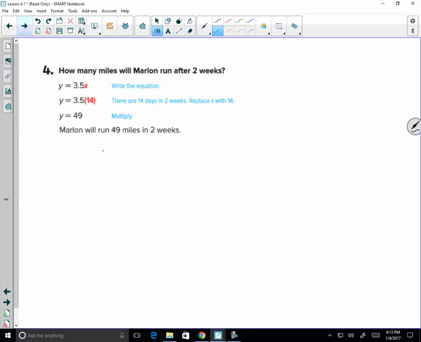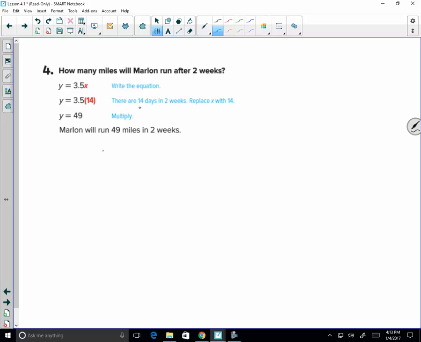All right, number 4, it says, how many miles will Marion run after 2 weeks? And this comes from the same previous problem there. We have the equation, which is y equals 3.5x, if we want to know how many miles will she run after 2 weeks.